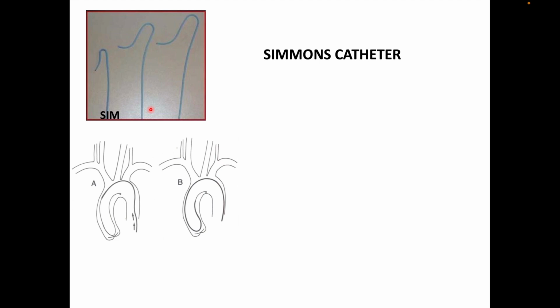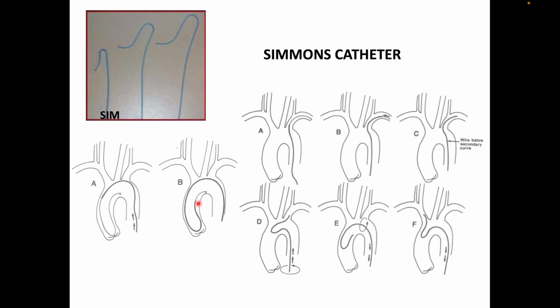But once it goes into the body, it becomes straight and you need to bring it back into this shape. So all you have to do is take a 0.035 wire into the ascending aorta, make a loop like this with your wire, bring your catheter on top of it, and when the catheter reaches this point, you can remove your wire and the catheter will take its shape.